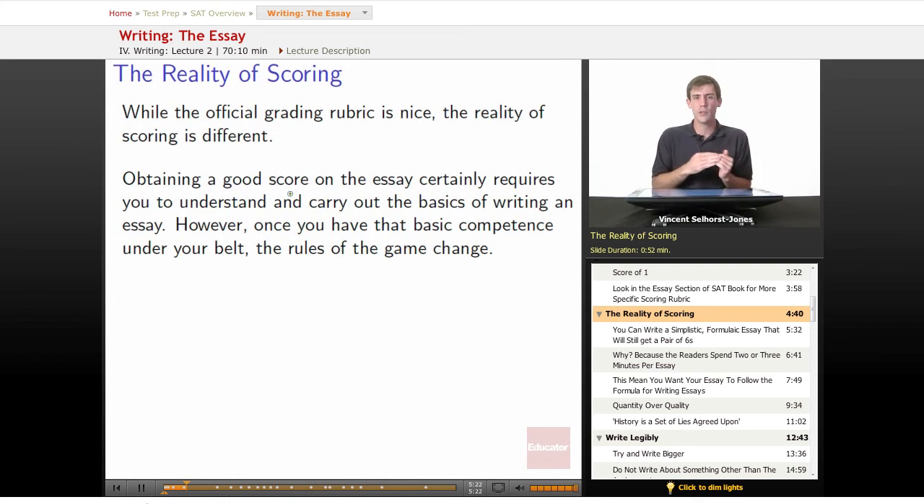But the difference between a 4 and a 6, it doesn't actually have to be a good essay. And we'll see why in just a few moments.